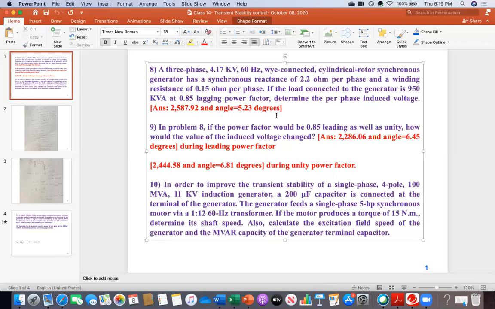Venkat, are you getting any of these results? Yeah, I got the eighth one, sir. Now number 8 is okay? Yes, sir. Then now please try number 9. Yeah, I'm working on it. That will change everything. If you say unity, that will change your answer. That's why you will get a different value in each case.